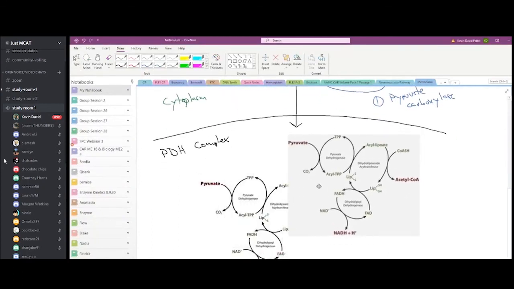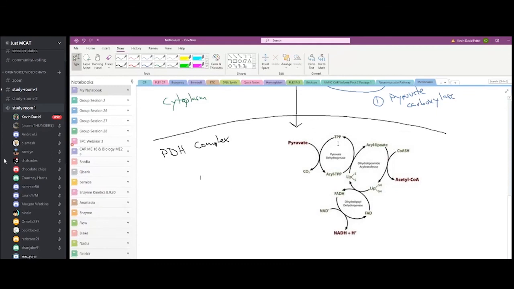So let me paste the complex here. We got pyruvate that comes in, right? This is the structure of the PDC or PDH complex, pyruvate dehydrogenase complex. There's a lot of different subunits here. We got some acyl dehydrogenase. We got a bunch of different enzymes.